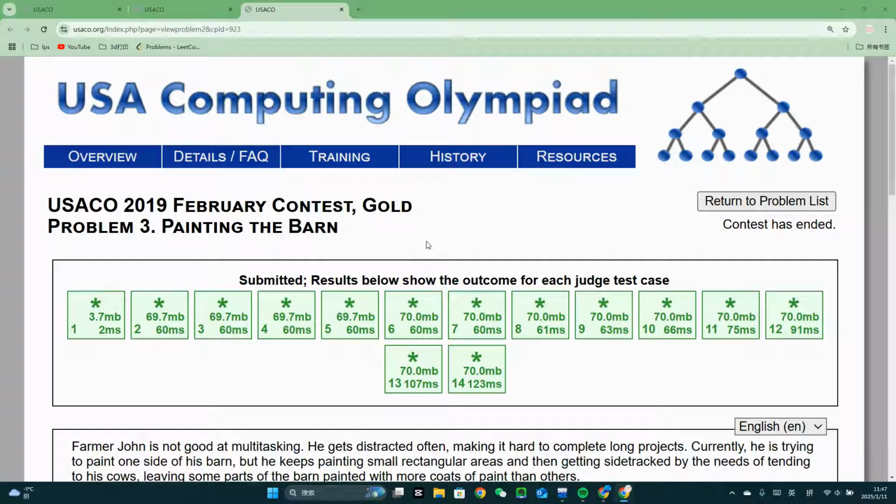Hello everyone, the problems that we're looking at today are the USACO 2019 February contest Gold and Silver, Painting the Barn. And this is the first time that I'm going to try making a video over two separate problems, but this is because those two problems are actually very closely related.